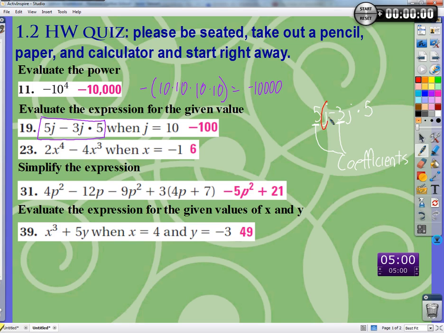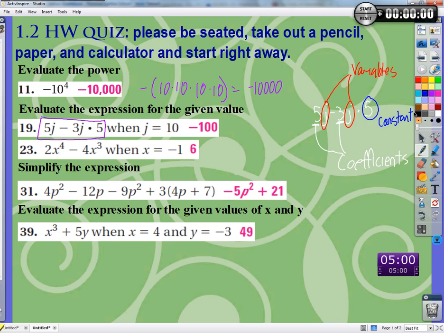And what are these called? Variables. Variables. And this guy all by himself is what? Does it change? Does it vary? Constant. It remains constant. It's always 5. So coefficients, numbers multiplied by variables. Variables, letters representing numbers. And constants, numbers that aren't multiplied by variables, they just stay what they are always.